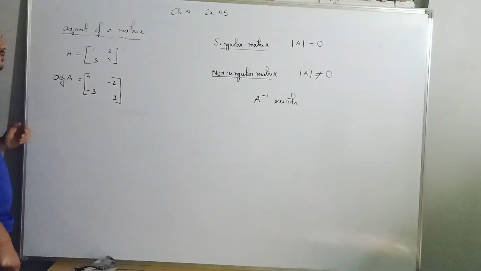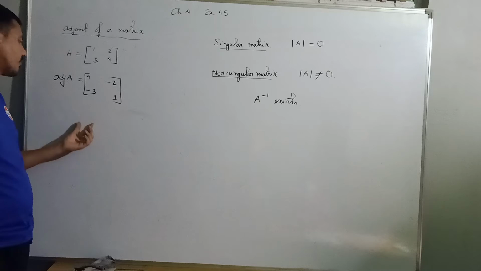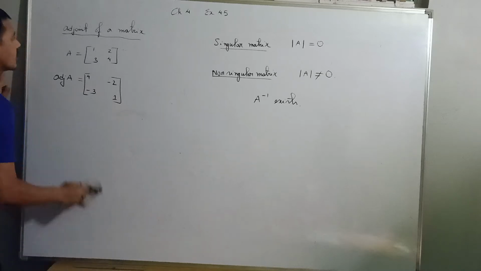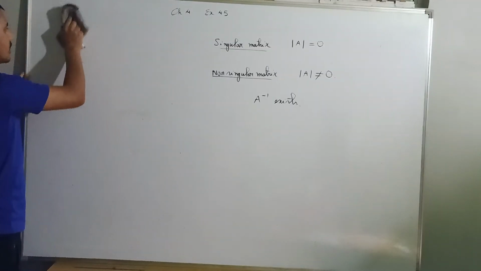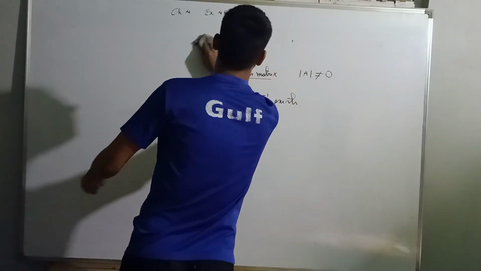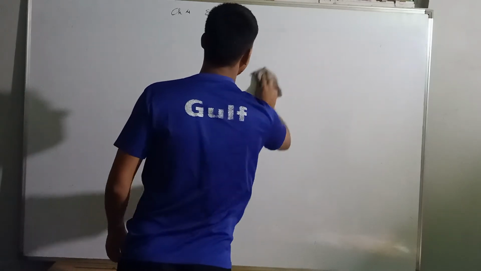But for a matrix of order greater than 2, like a matrix of order 3 or order 4, a definition is required. Is it okay? Yes. So using these definitions, we will try to solve the first exercise.